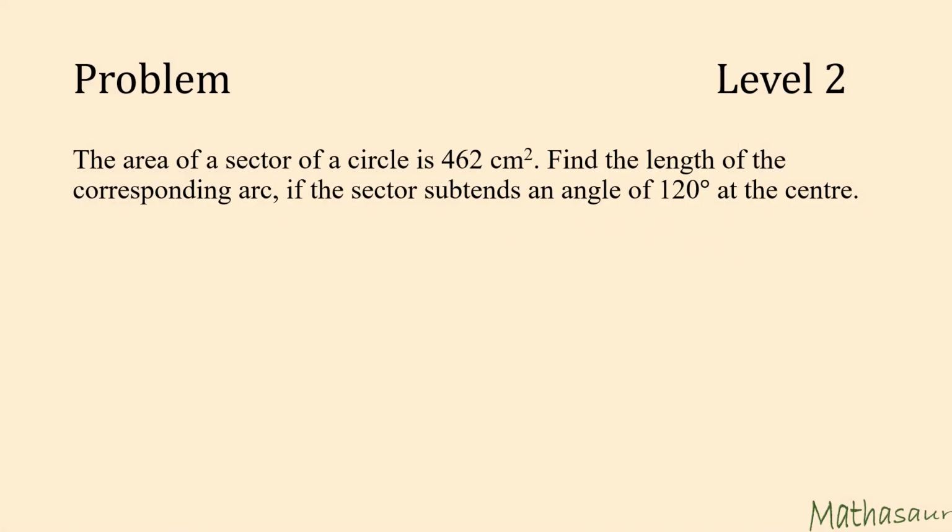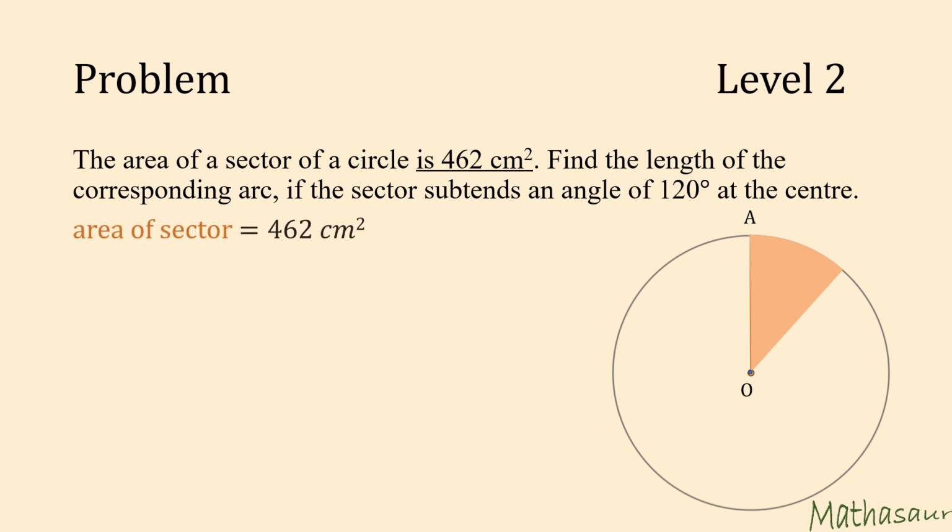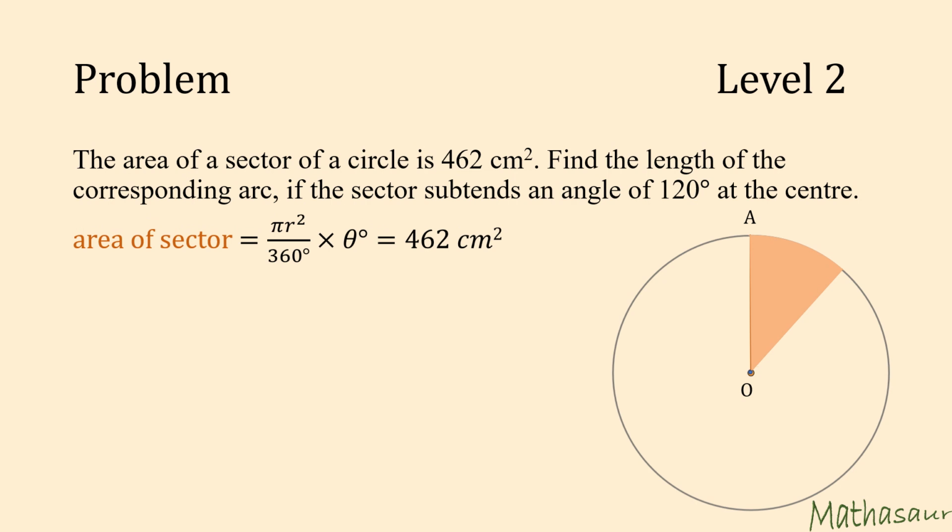The area of a sector of a circle is 462 centimeters square. Find the length of the corresponding arc if the sector subtends an angle of 120 degrees at the center. So we are given area of a sector of a circle as 462 centimeters square. So let us apply the formula for area of a sector. We know that pi r square by 360 times theta is equal to 462. Now we have to find the length of the corresponding arc. So it is the arc subtended by the sector. So it is a piece of circumference that the sector is cutting.